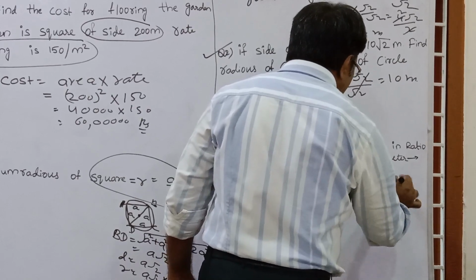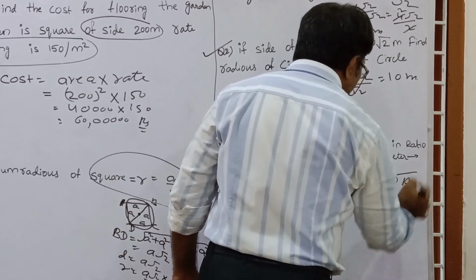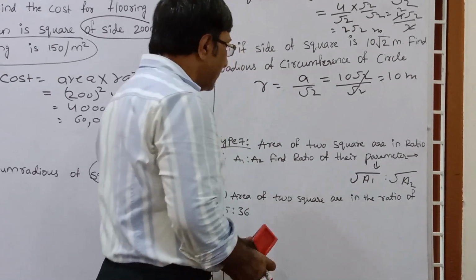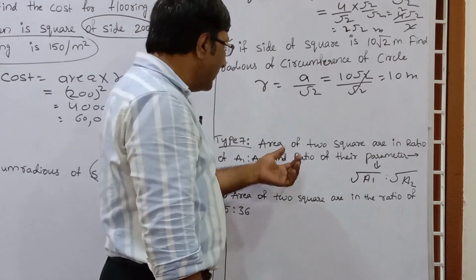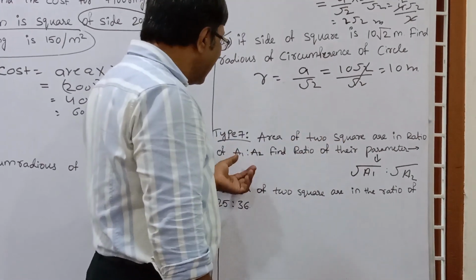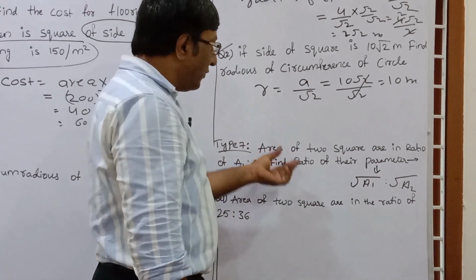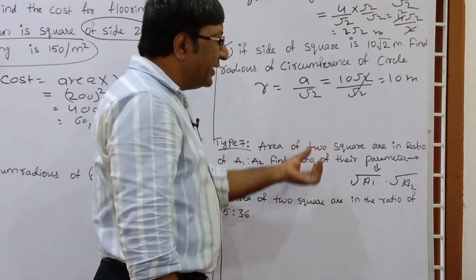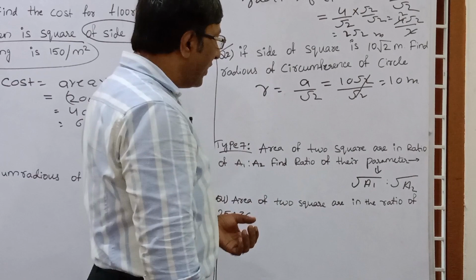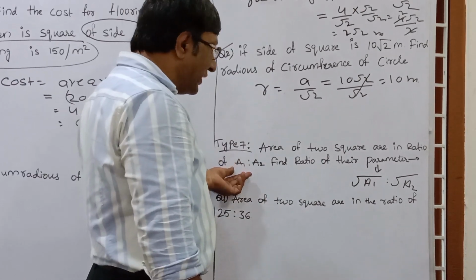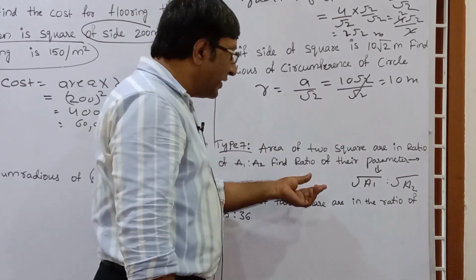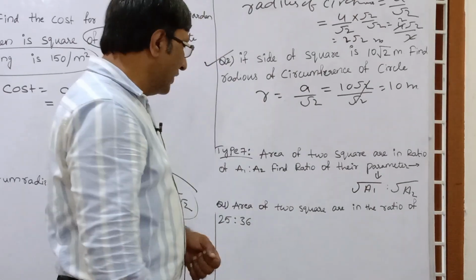So this is the square root of A1 and the square root of A2. This is the simple technique when the area ratio of two squares is given and we have to find the ratio of their perimeters. Then the answer is the ratio of the square root of area 1 to the square root of area 2.